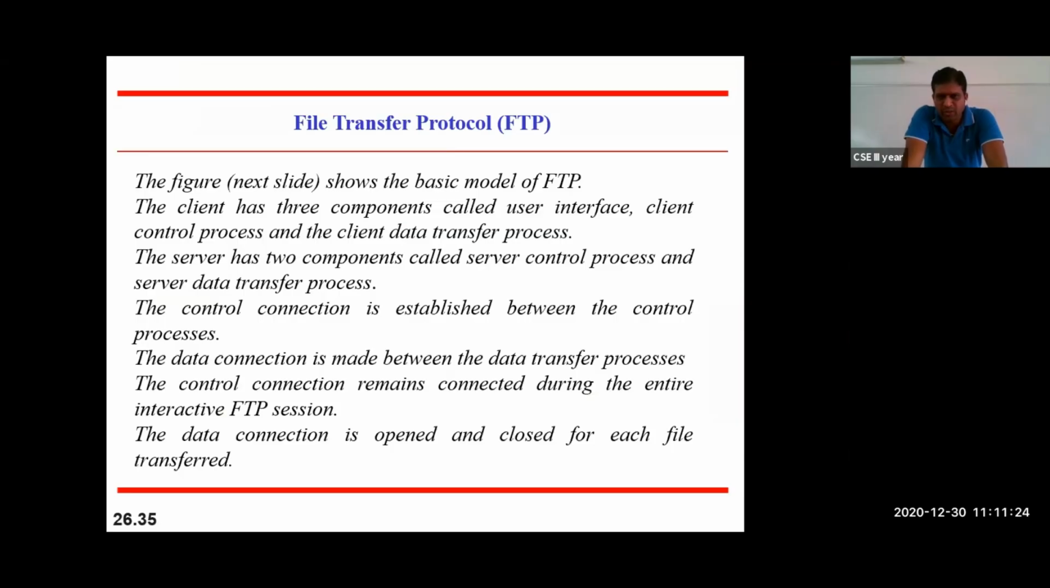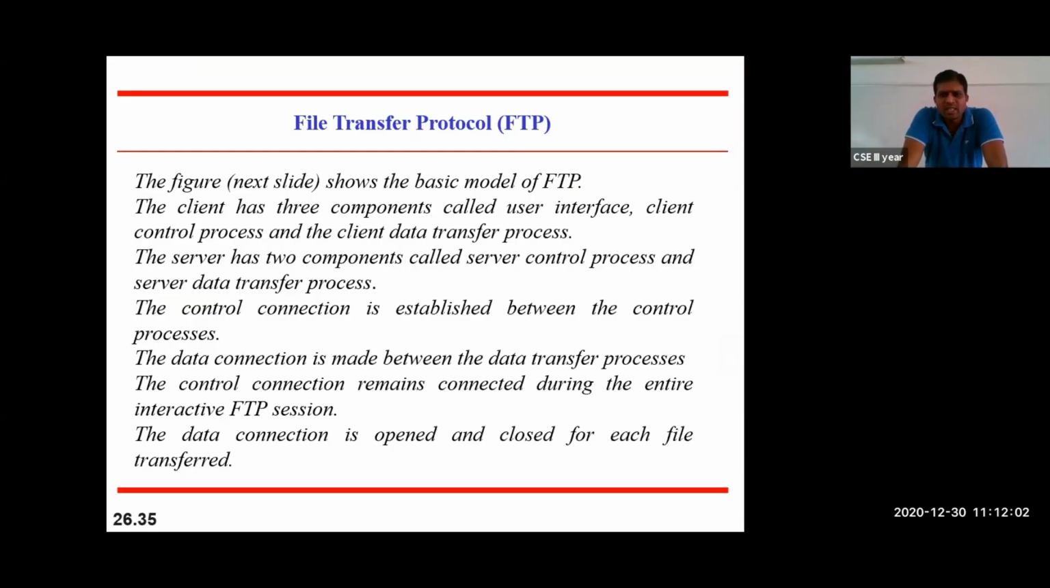The figure, which I'll show you on the next slide, shows the basic model of FTP. The client has three components called user interface, client control process, and client data transfer process. I'll explain it in the diagram. Why? Because we need two connections, control connection and data connection. The server has only two components called server control process and server data transfer process. The server has no user interface, because you are transferring from the client side and the server is only receiving, right?